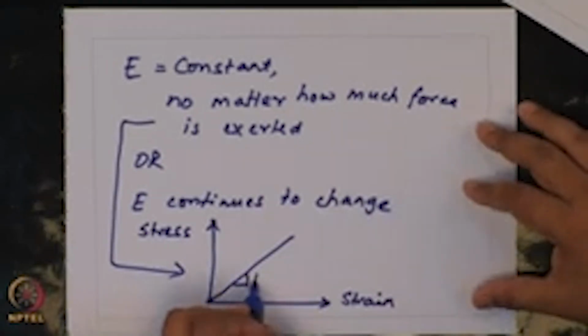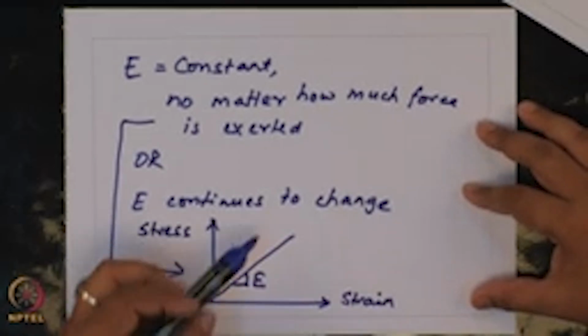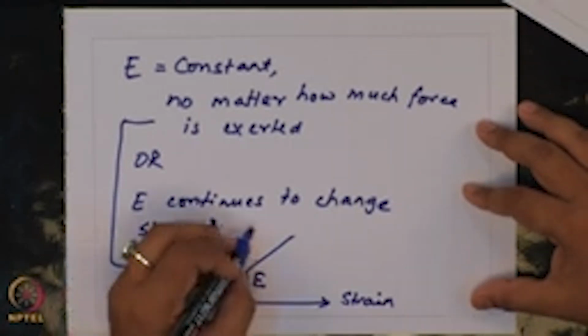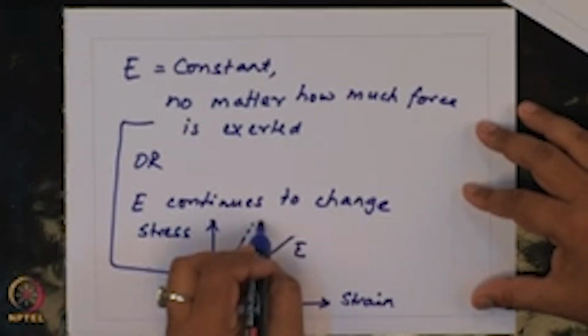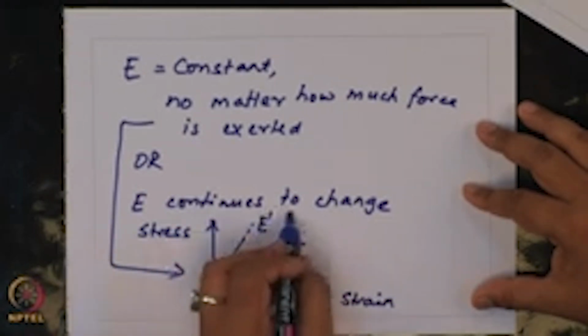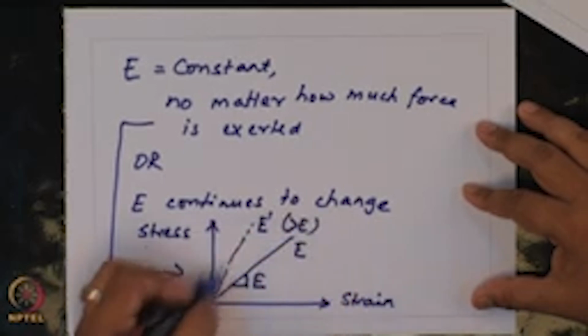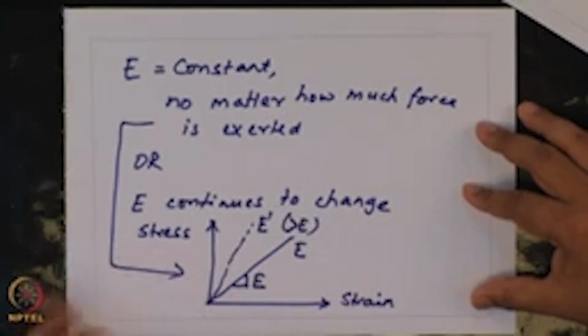So, the slope being E. If a material is stiffer, then the slope will increase. So, let us say this is E and this is E prime, and E prime is greater than E, then the slope of this line will increase.